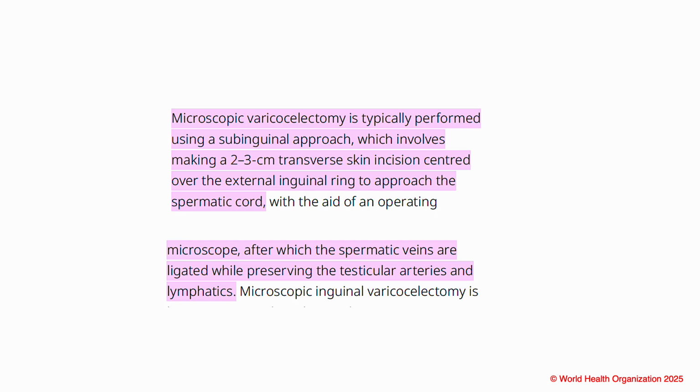Microscopic varicocelectomy is performed using a subinguinal approach, which involves making a 2 to 3 cm transverse incision centered over the external inguinal ring to approach the spermatic cord with the aid of an operating microscope, after which spermatic veins are ligated while preserving the testicular arteries and lymphatics. Why is preservation of testicular arteries and lymphatics important? Because the most common complication after varicocelectomy is hydrocele formation because of inadvertent damage to the lymphatics. So if the microscope is used, only the spermatic veins are ligated.